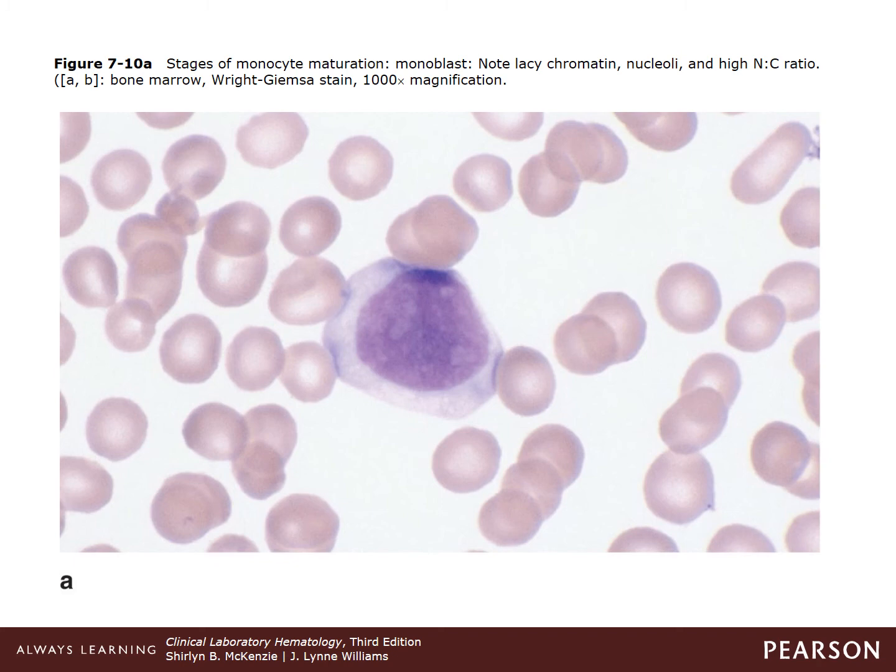Here we have an image of a monoblast. They're about 12 to 20 microns in size. Their nucleus is ovoid or round and can be folded or indented. They have a pale blue-purple dispersed lacy chromatin with several nucleoli within its nucleus. The cytoplasm has abundant agranular bluish-gray color.